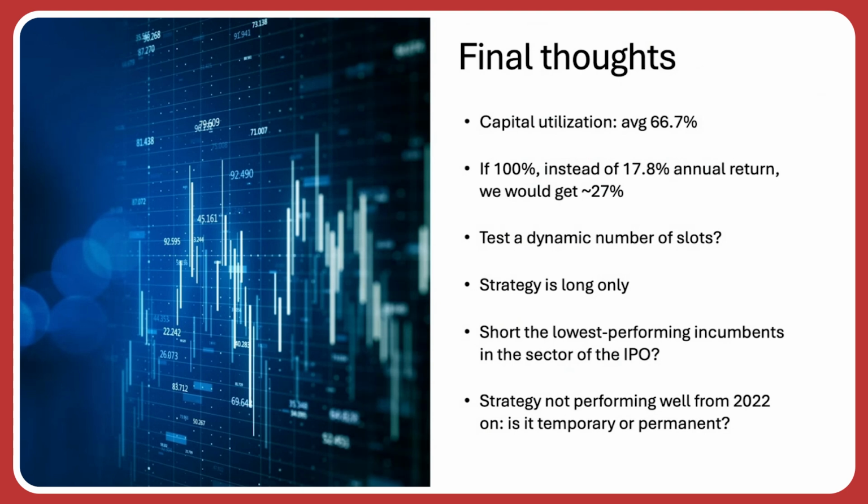If we had 100% capital utilization, instead of 18% annual return, we would get 27%. So when I finished this exercise, I was thinking, how could we improve the capital utilization? There are some ideas. One idea that came to my mind is to test a dynamic number of slots, because remember, we are setting a fixed number of slots.